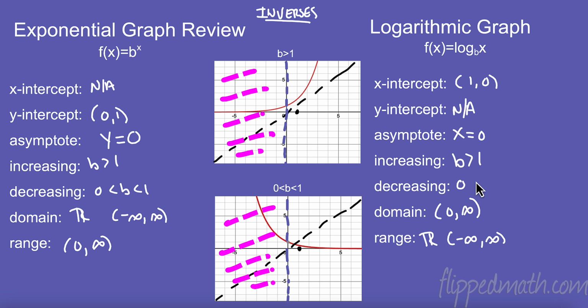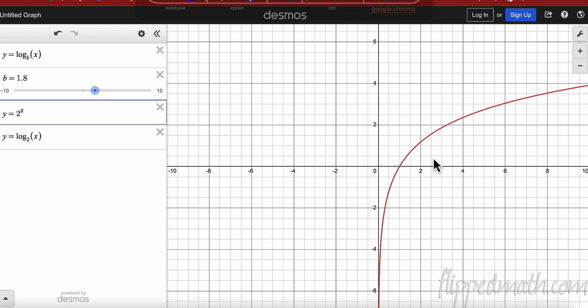And here it'll be from 0 to 1. Now, let's real quickly just take a look and see what these graphs look like, knowing a couple of things. We have an intercept, we know an asymptote, and things like that. So let's go over here and take a look at Desmos for a second.